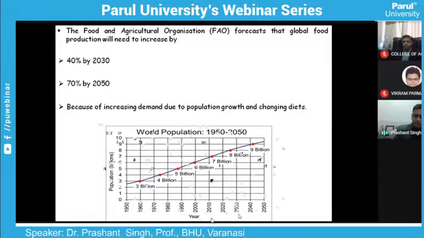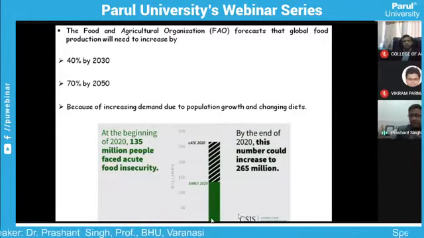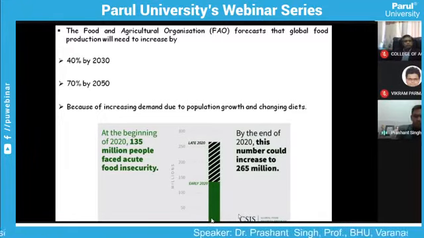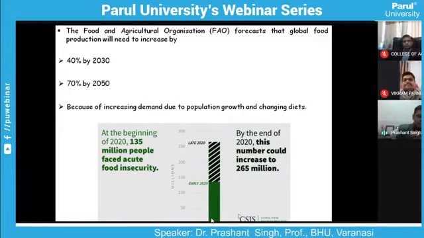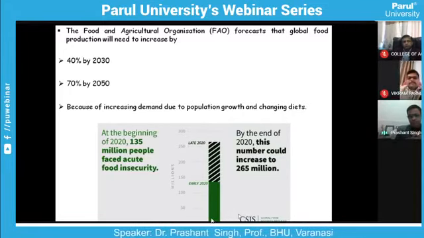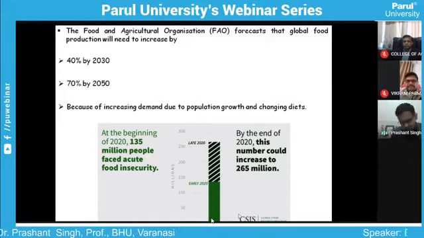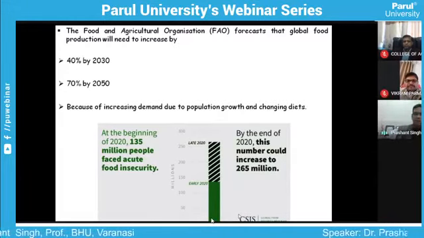And recently, the chairman of the UN said that at the beginning of 2020, 135 million people were facing food insecurity. Now we are at 21, and this data was from the end of 2020, that if we are not going to solve this, this is going to increase to 265 million. So you imagine how big this problem is.